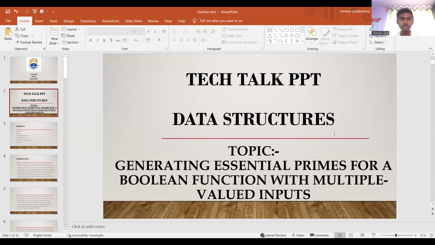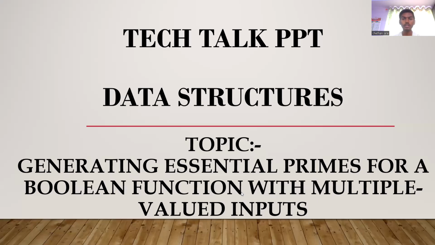My topic is generating essential primes for a Boolean function with multiple valued inputs. So how will the essential primes for a Boolean function be generated with the help of multiple valued inputs?